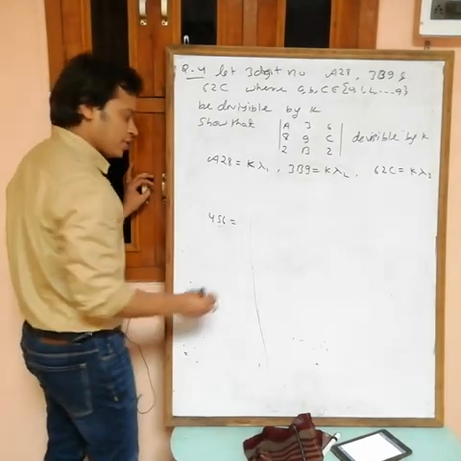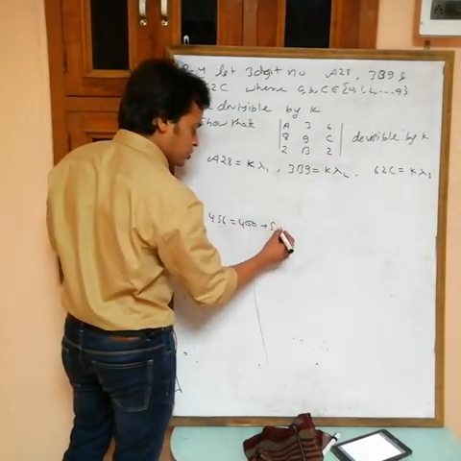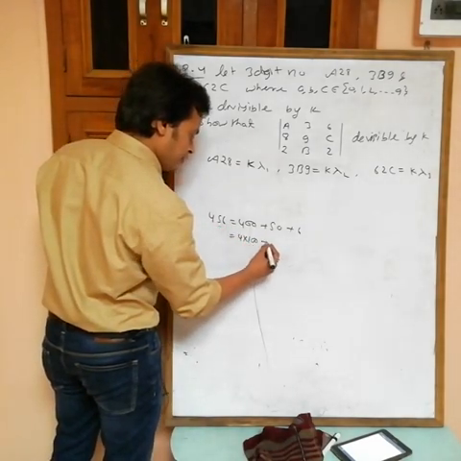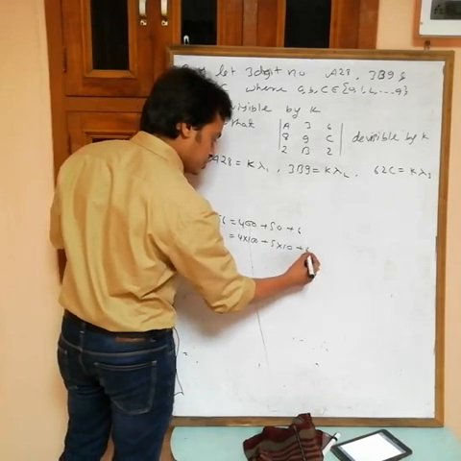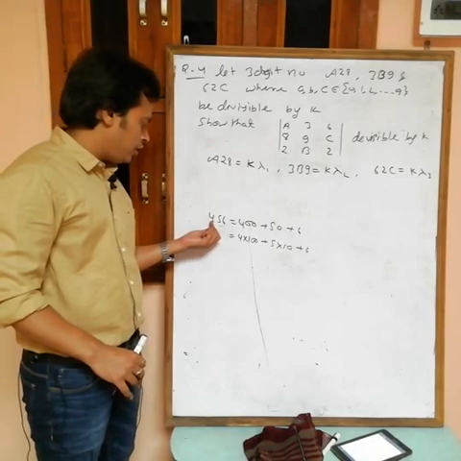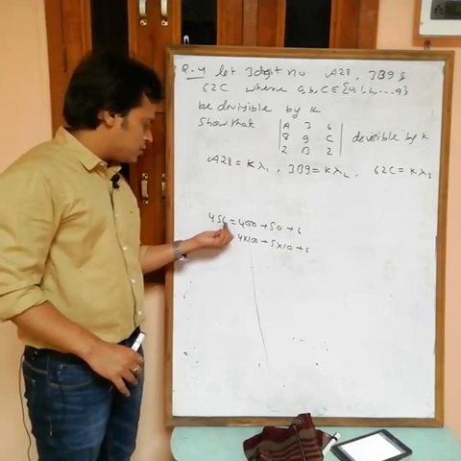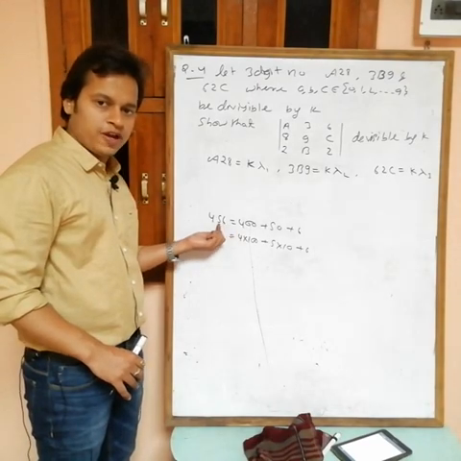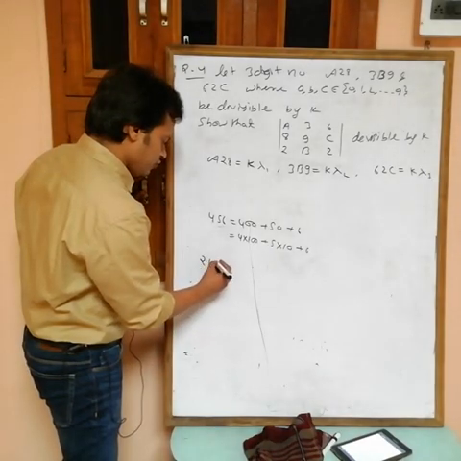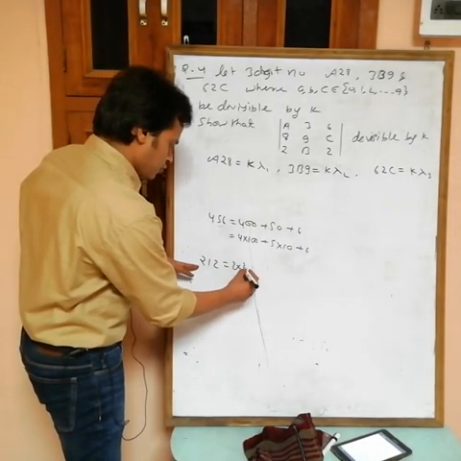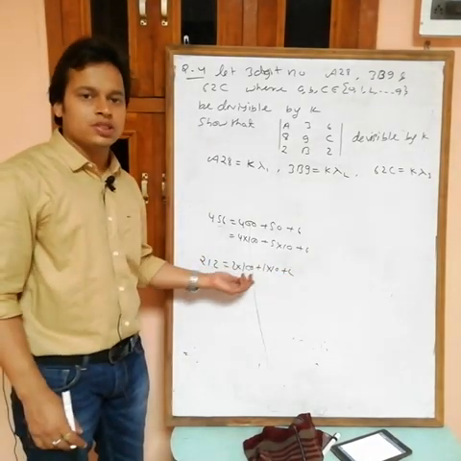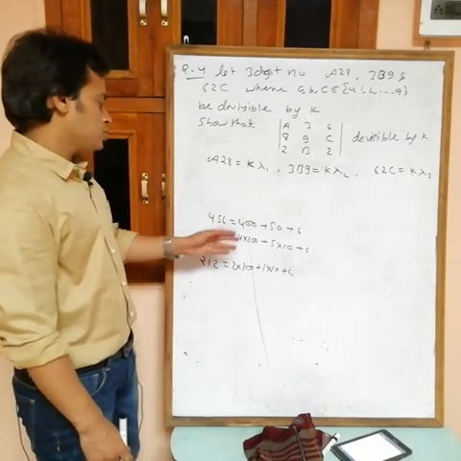This 456 can be written as 400 plus 50 plus 6. Obviously, it means 4 into 100 plus 5 into 10 plus 6. So a 3-digit number can be written this way. If you have any number 212, this can be written as 2 into 100 plus 1 into 10 plus 2. Same thing. This is also 456.